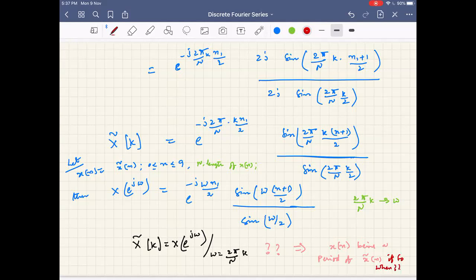When, meaning does it hold for all n? And is there any condition on the number of samples in the frequency domain? We will see these two equalities and the related discussions in the next subsequent video lectures. Thank you.